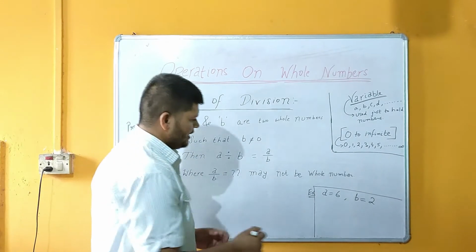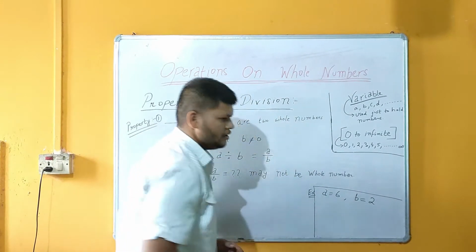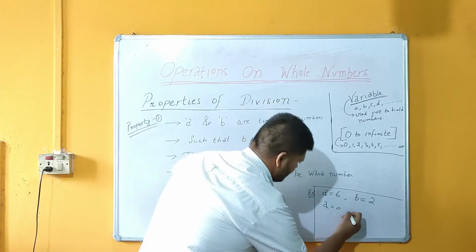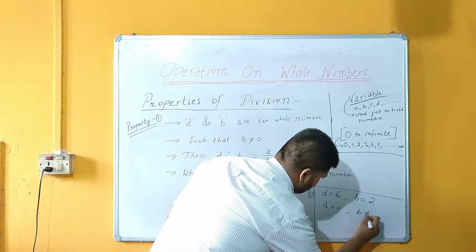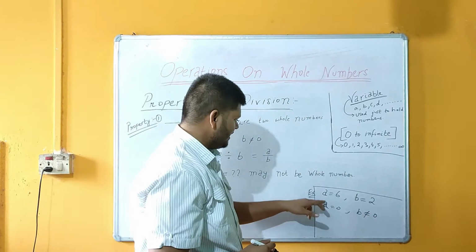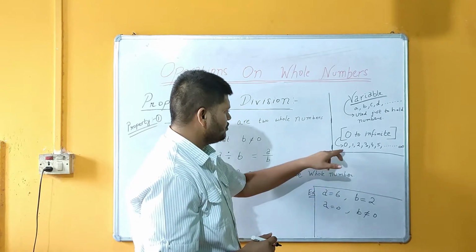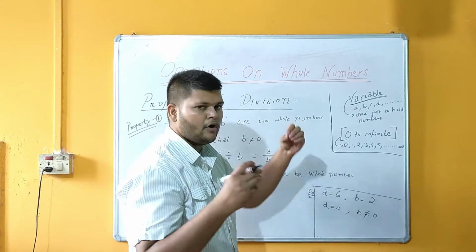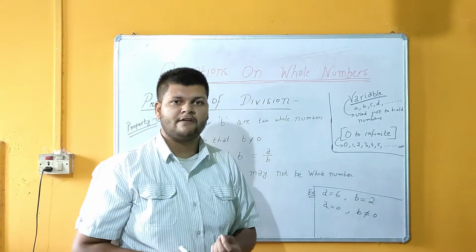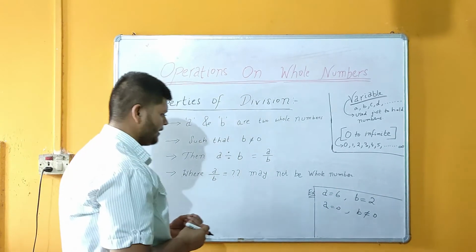That means the A value can be equal to 0. This A value can be equal to 0, but this B value can never be equal to 0. I hope you are clear. I am telling that for A you can take 0 also or other than 0. But talking about B, you cannot pick the value as 0. I hope you are clear.